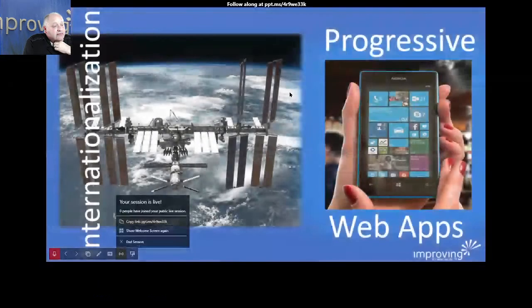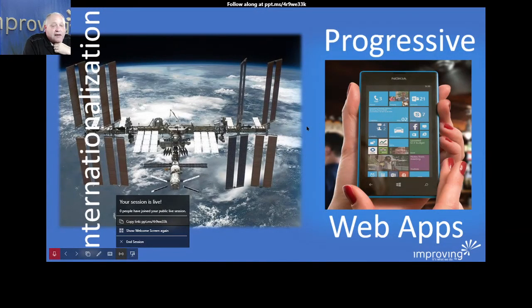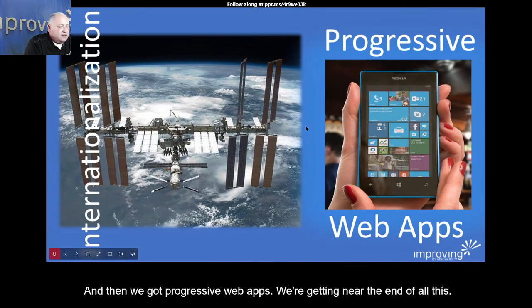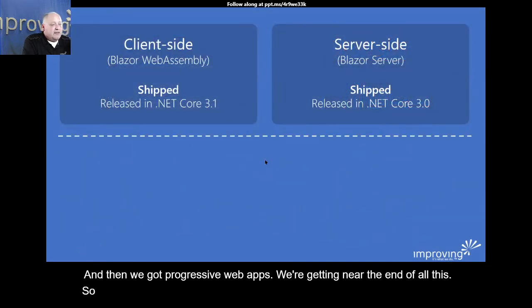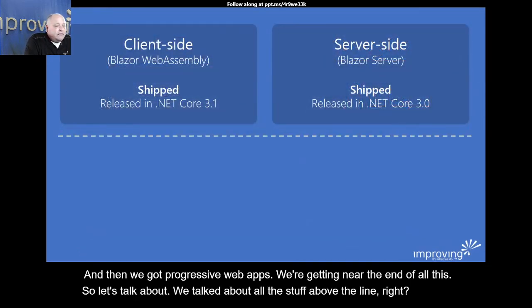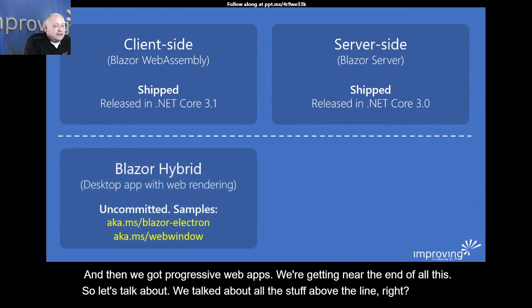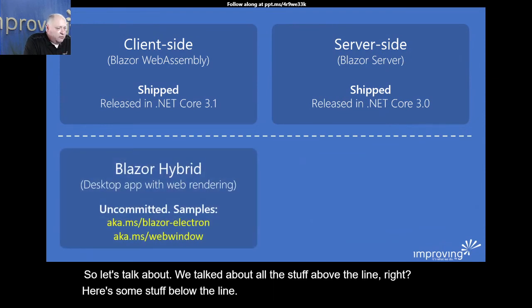And then we got progressive web apps. We are getting near the end of all this. So we talked about all the stuff above the line, right? Here's some stuff below the line. And these are really cool things, both of these.